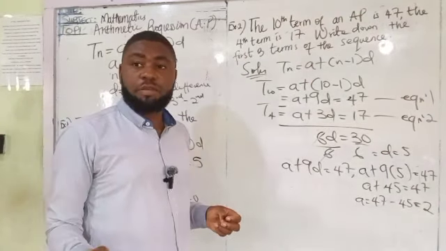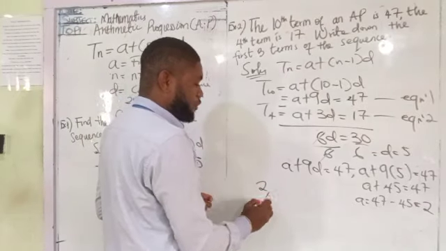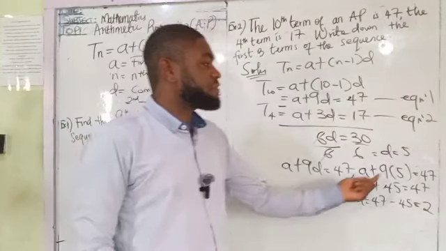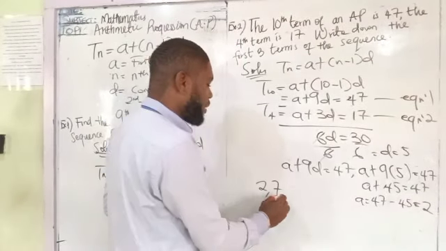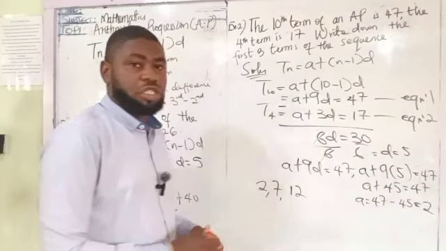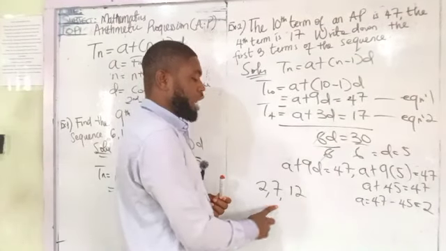To get my first 3 terms, I will have 2 as my first term. Now, because your common difference is 5, I will add 5 to this, and I will have 7. Adding 5 to 7, I will have 12. So these are my first 3 terms: 2, 7, and 12.